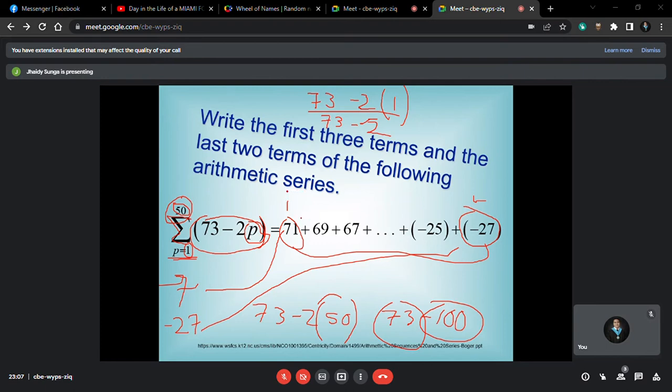But what if the terms are 1000? Can you do it manually? Of course not. That's why we have this formula, no? So, the question is, what is the sum of this series? That's why we have this sigma sign, okay? This is the sigma sign.